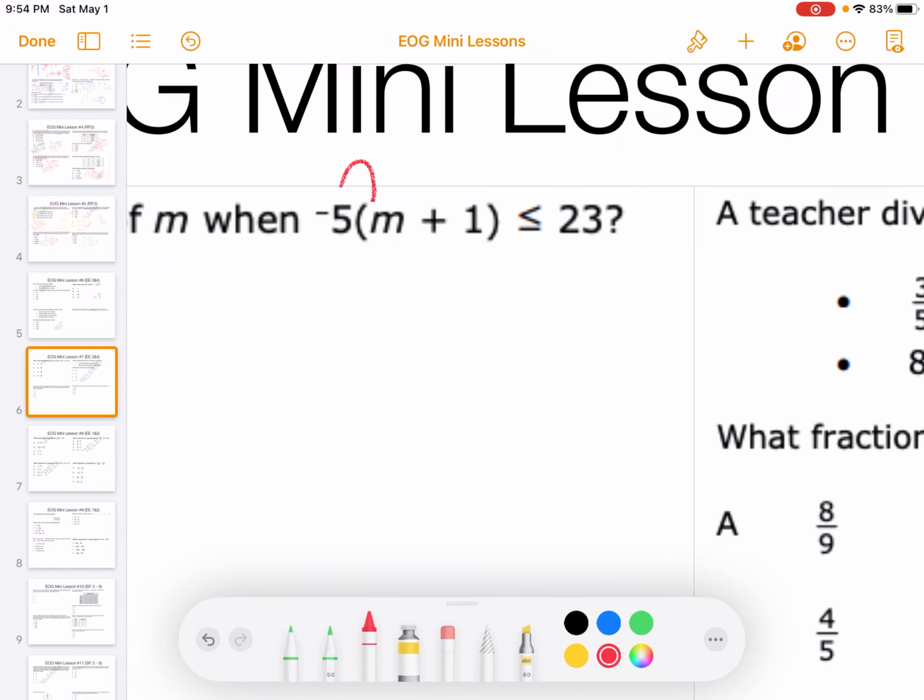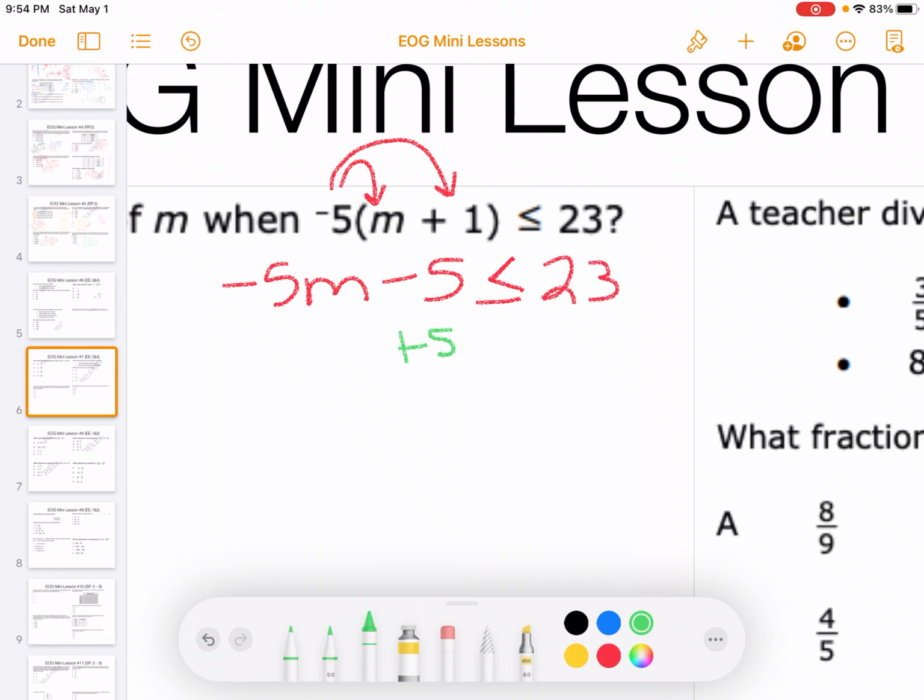So I'm going to start with the distributive property because I have to distribute before I do anything else. So I have negative 5m, and then negative 5 times a positive 1 is going to give me a negative 5. And then I bring down my inequality and my 23. From there, I'm going to add 5 to each side. So I end up with negative 5m is less than or equal to 28.